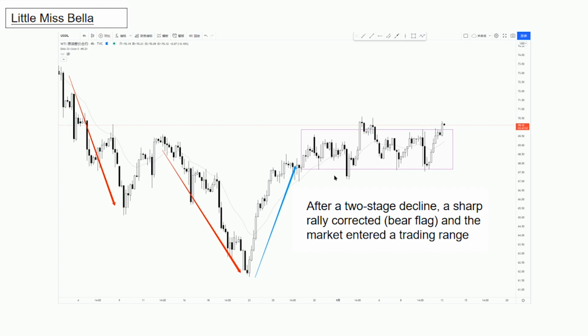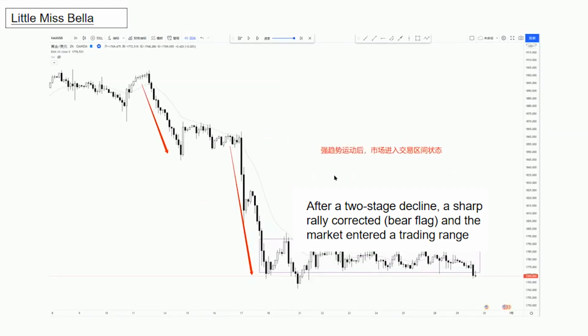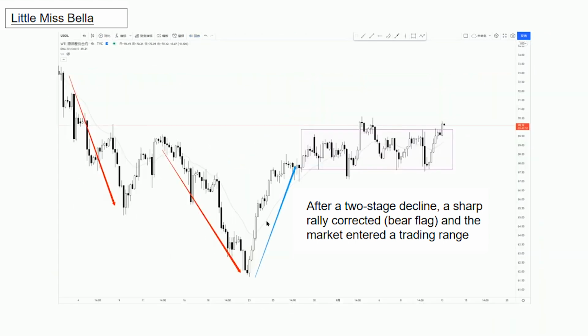The sharp movement may be a strong trend movement or it may be a strong pullback from the trend. It doesn't matter. The important thing is that the market always has the sharp movement first. Why does the market usually have trend movement before it enters the interval movement? Let's recall what we talked about before, why the market has trend movement.